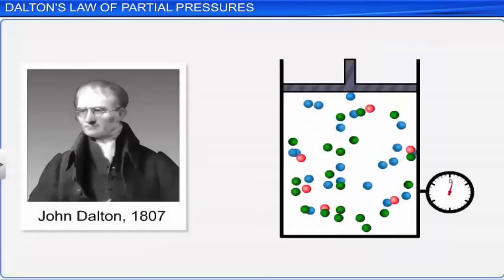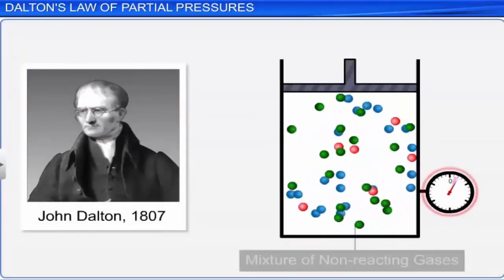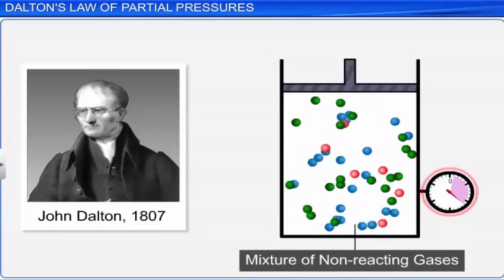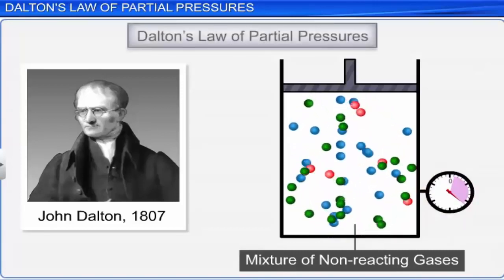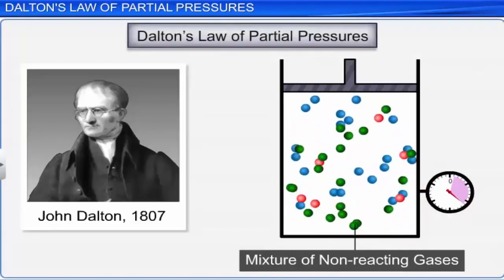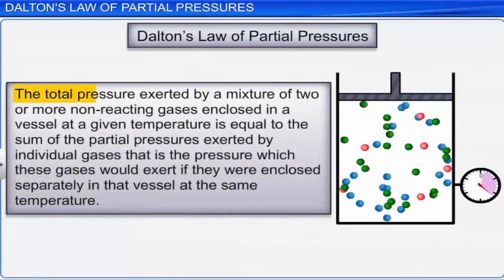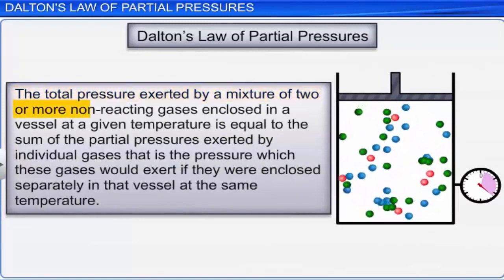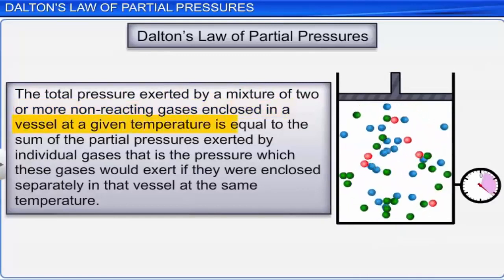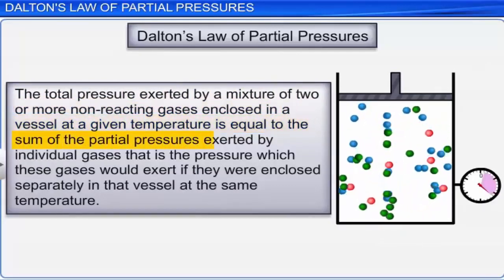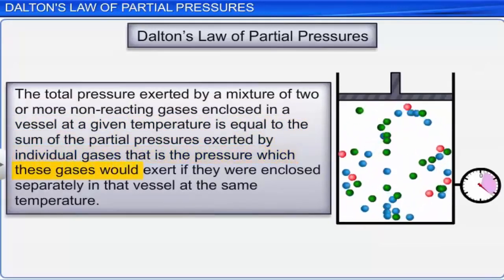In 1807, John Dalton studied the pressure exerted by a mixture of non-reacting gases enclosed in a vessel. Based on these studies, he formulated the law of partial pressures. According to Dalton's law of partial pressures, the total pressure exerted by a mixture of 2 or more non-reacting gases enclosed in a vessel at a given temperature is equal to the sum of the partial pressures exerted by individual gases, that is, the pressure which these gases would exert if they were enclosed separately in that vessel at the same temperature.